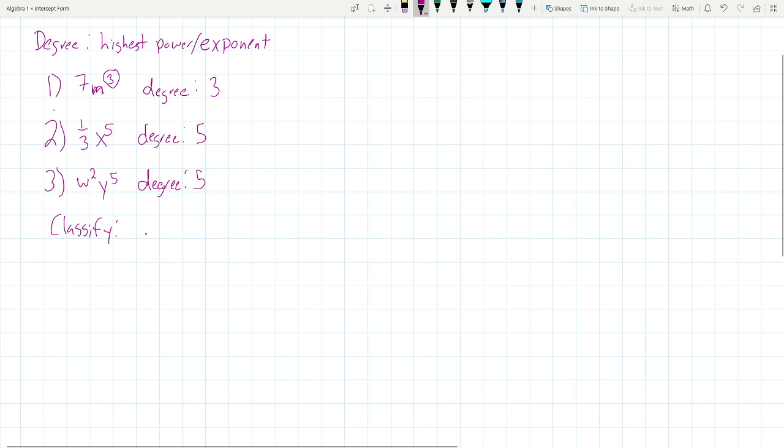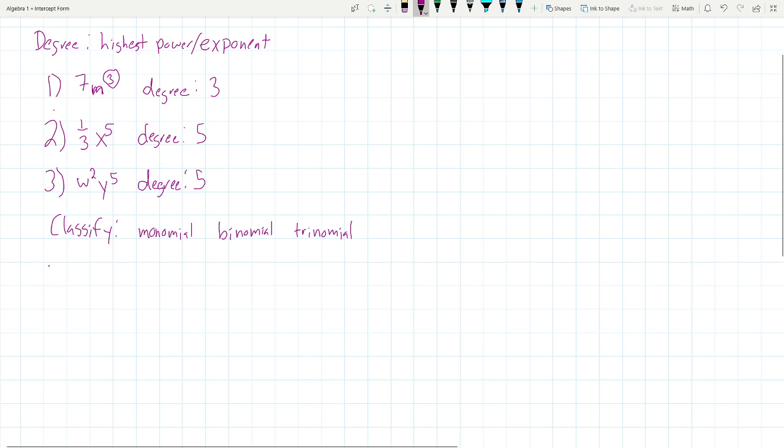But just so you know, we're following some of the standard prefixes. So we have monomial, which is 1. We have a binomial, which is 2. We have a trinomial, which is 3. And you can imagine we just keep going from there.